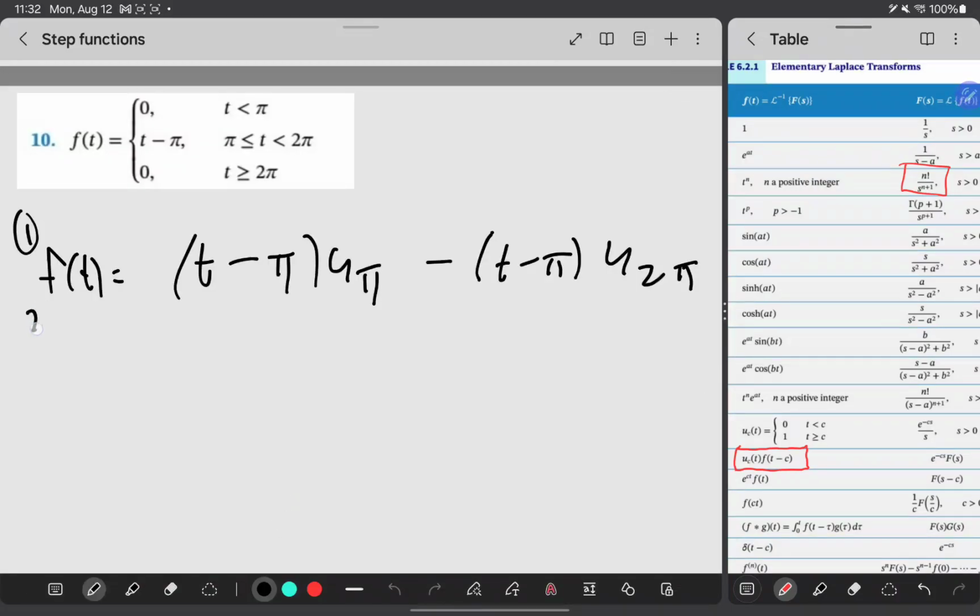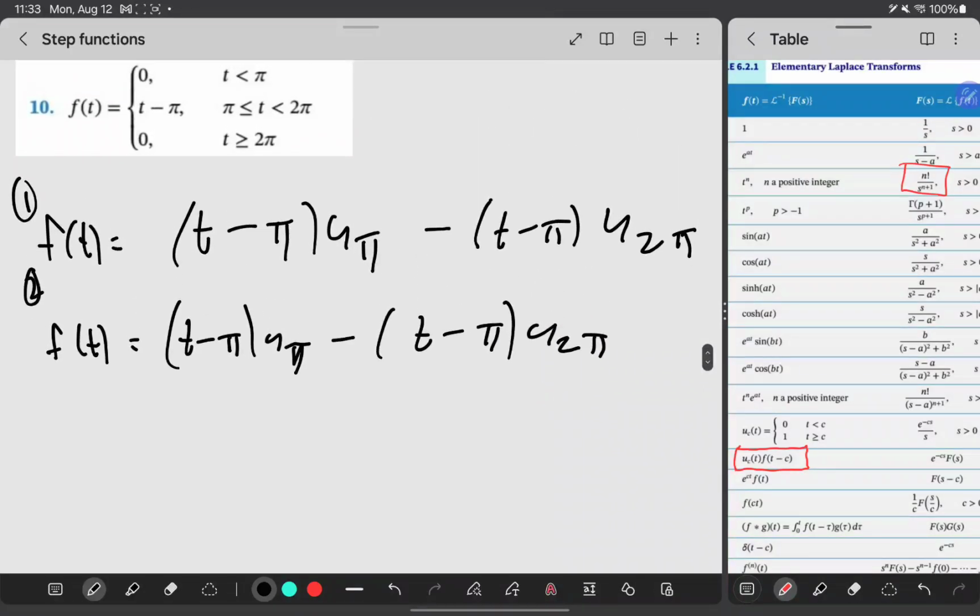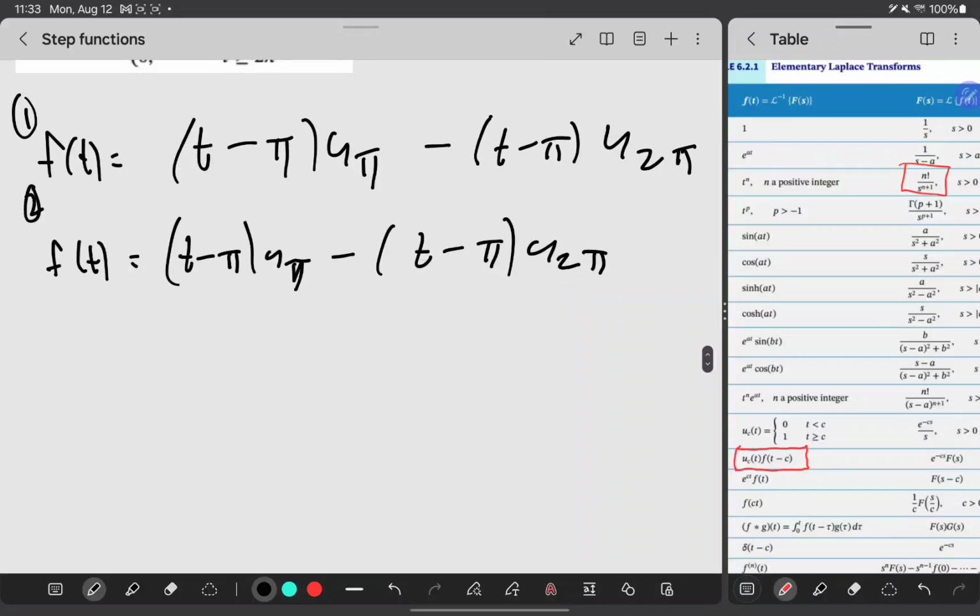So now if you look at the second method, the one I was doing, 0, u of 0. You don't really have to write out the ones with the zeros. You can kind of skip that. And you end up getting the same exact thing, right? T minus pi times u of pi. You change the sign on the less than. So then minus. Right? Same thing. So that's our f of t.